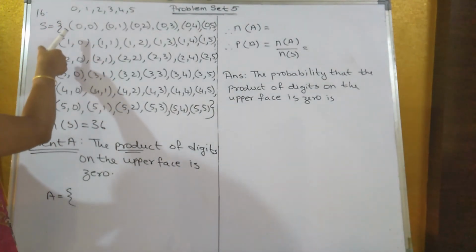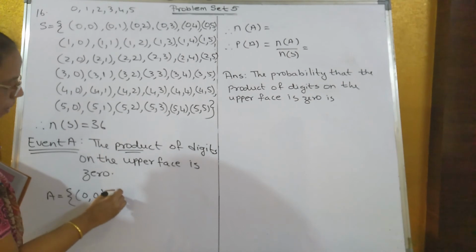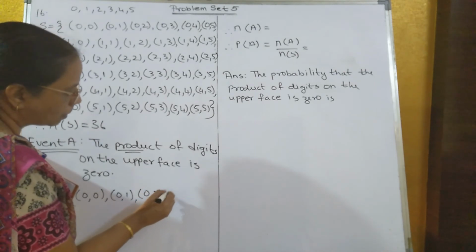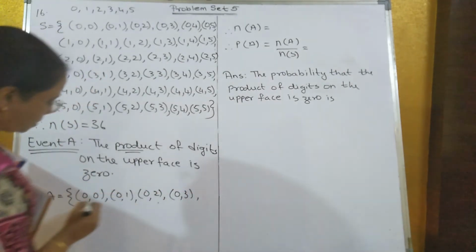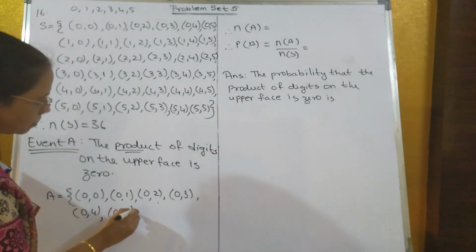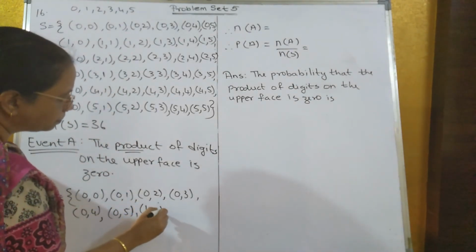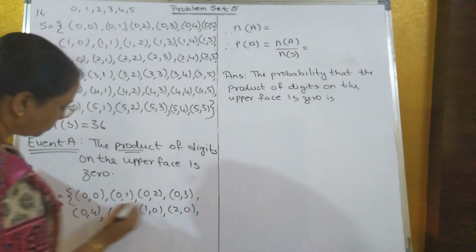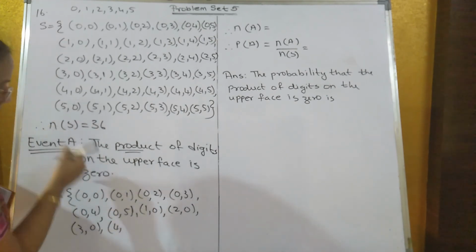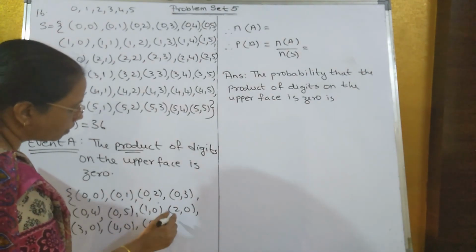So what are the possibilities over here? A: 0,0; 0,1; 0,2; 0,3; 0,4; 0,5. Then this one, 1,0; 2,0; 3,0; 4,0, and the last one is 5,0. So when you multiply this, you will get the answer 0.